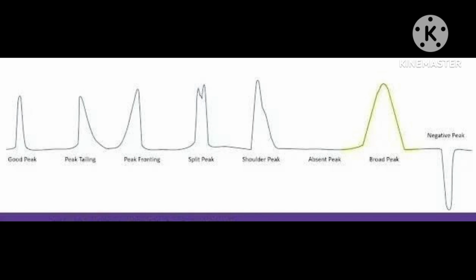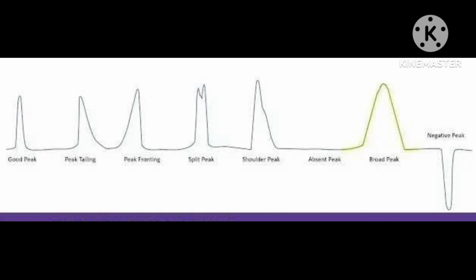Column overload. Column overload means injecting too much sample into the column can cause it to become overloaded, leading to peak broadening. Poor column packing. If the column packing material is not properly packed or if the packing is uneven, this can lead to peak broadening. Column leak. A leak in the column or column fittings can cause peak broadening.